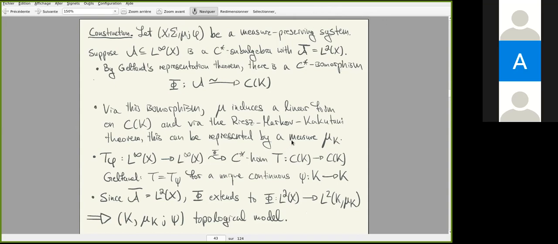Okay. Is there a question about the construction of topological models at this point? Okay, there does not seem to be one. So then we will move on.